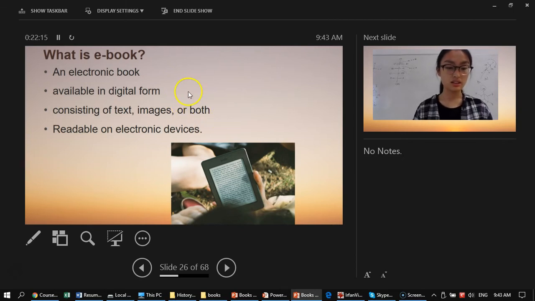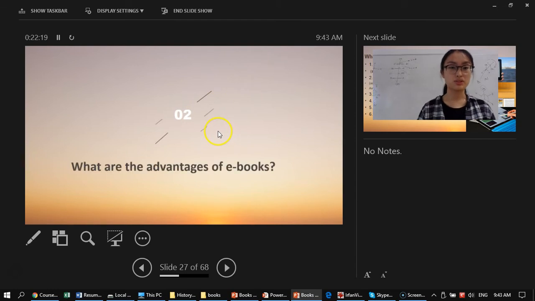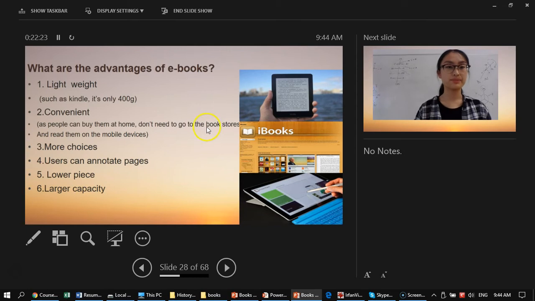And then let's look at the second question. What are the advantages of ebooks? First, lightweight. As is natural, compared with physical books, e-readers are much lighter, such as Kindle. It's only 400 grams.